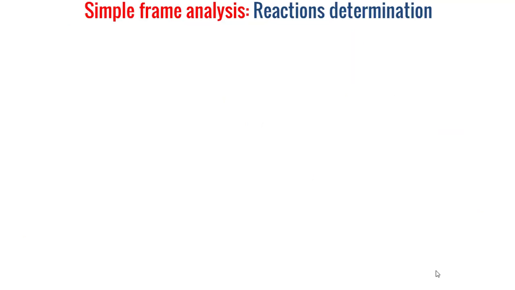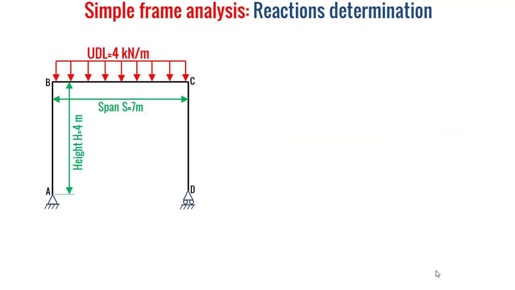Well, now I'll explain how to determine the external reactions applied on our loaded frame. First, let's convert the uniformly distributed load into a simple point load with a magnitude UDL multiplied by the span and applied at the half span at the point I, located at 3.5 meters from the point B. And let's consider the two directions x and y. X is the horizontal direction and y is the vertical direction.